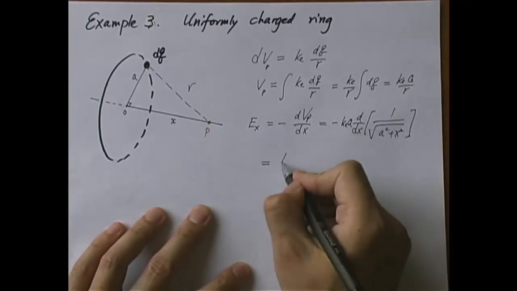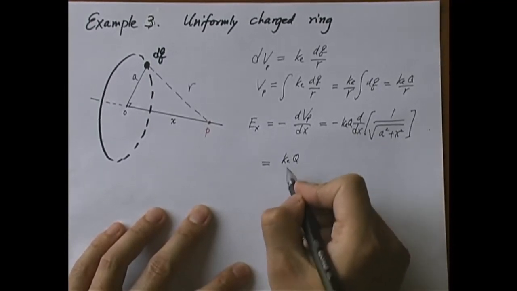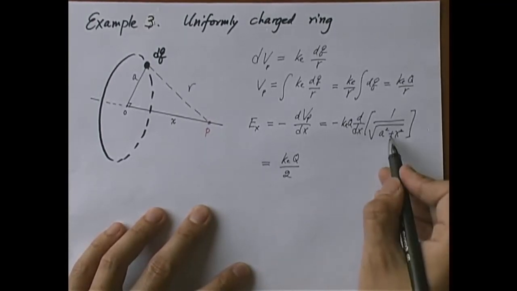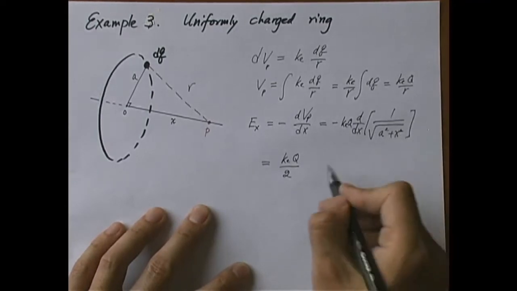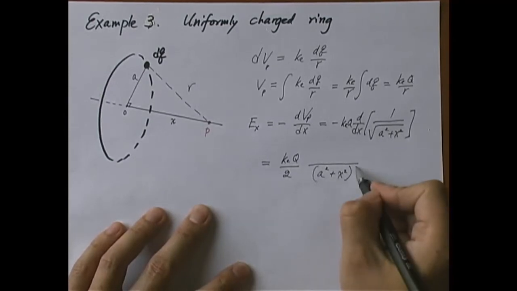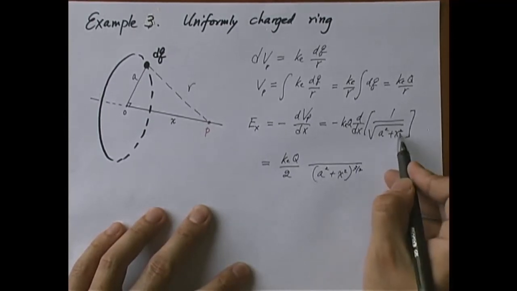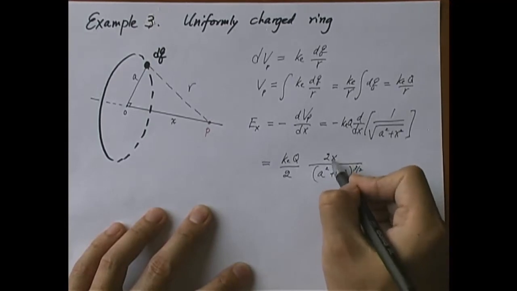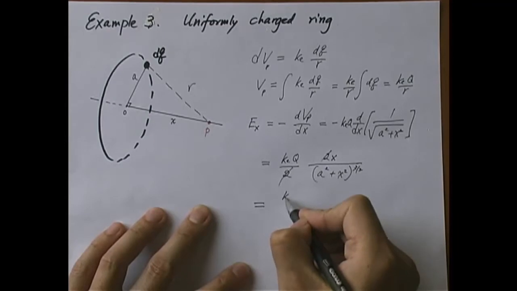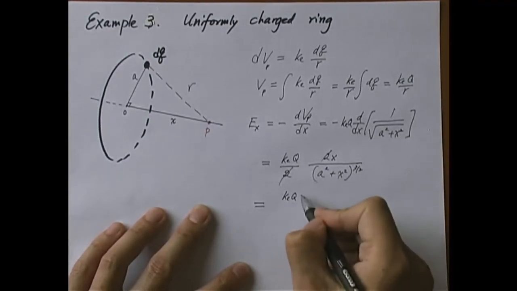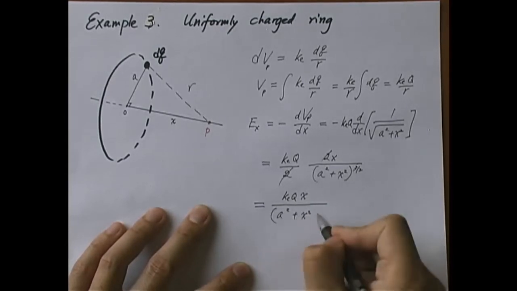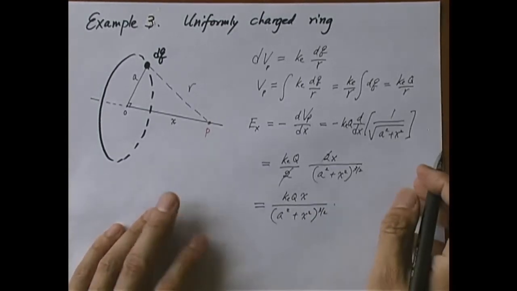Negative cancels with that negative. kq over 2, right? And then a squared plus x squared to the power negative 3/2. And then don't forget there is also a 2x when you finish the differentiation. And 2 and 2 cancel. You're left with this result: kqx divided by a squared plus x squared to the power 3/2.